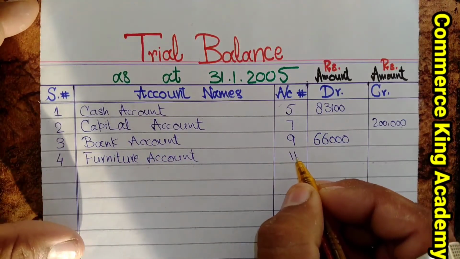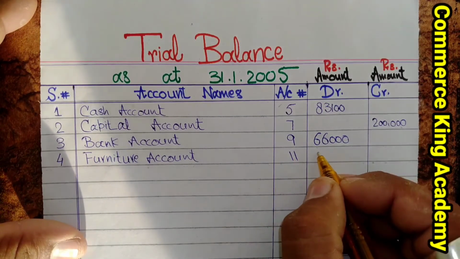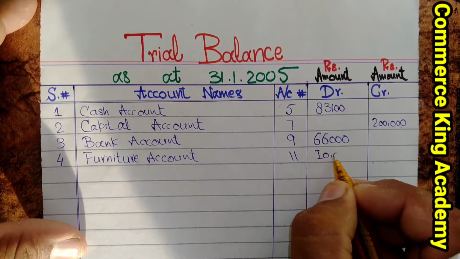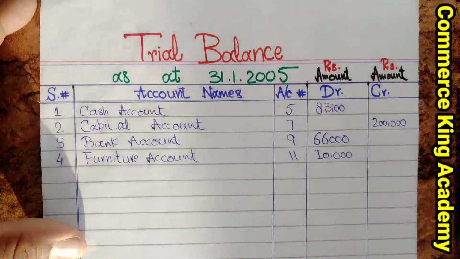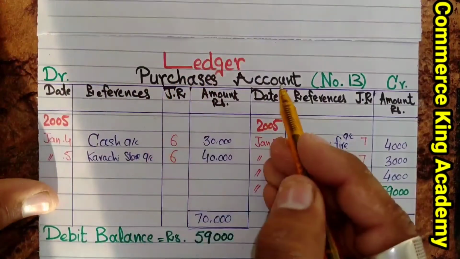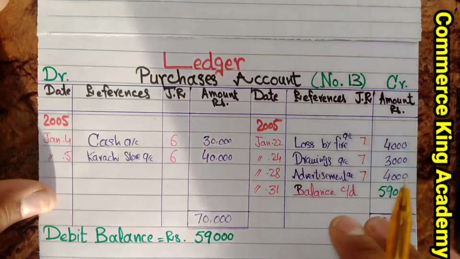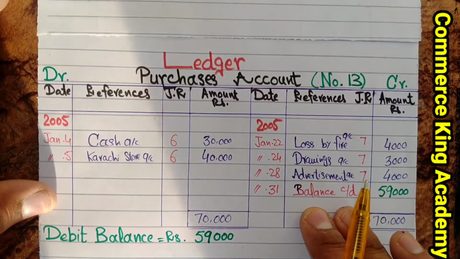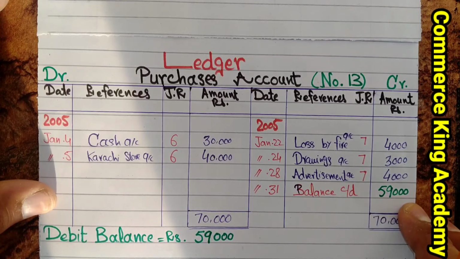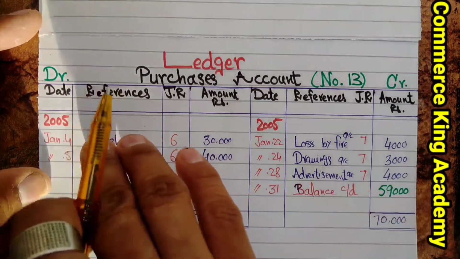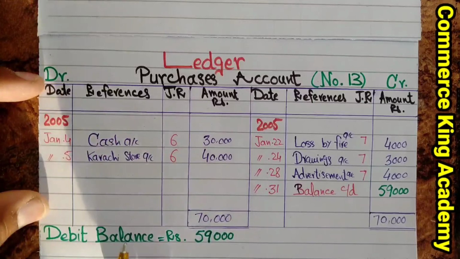Debit balance 10,000 rupees. Next ledger account, purchase account, number 13, debit side, credit side. You can see the difference on credit side, 59,000 rupees. So we have debit side heavier, ultimately have debit balance.